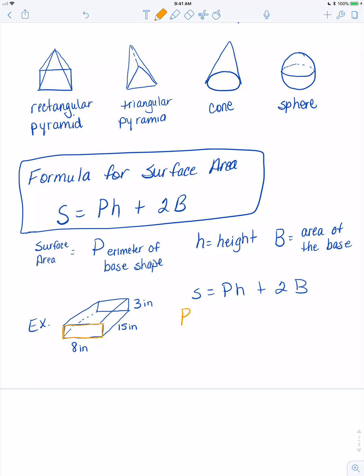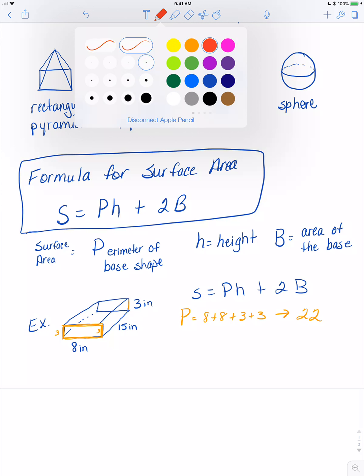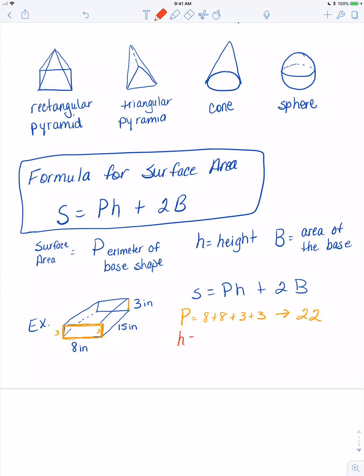So if this side here is 8, we also know that this one is 8. So that's 8 plus 8. And then we know these two sides are both 3 inches because it should match this one. So that one's 3, this one's 3. So 3 plus 3. Perimeter is adding up all those sides. So we know capital P then is going to be 22.